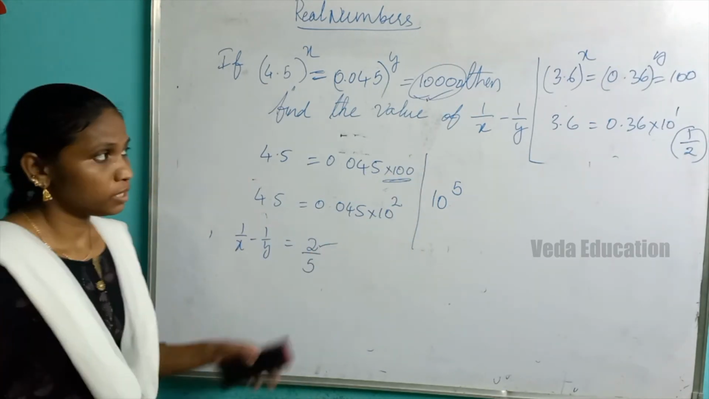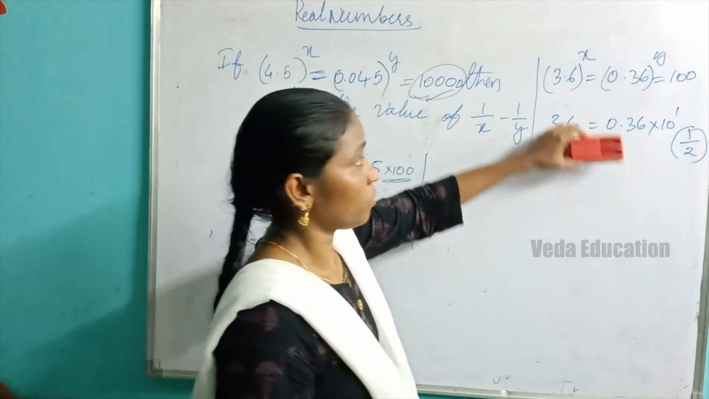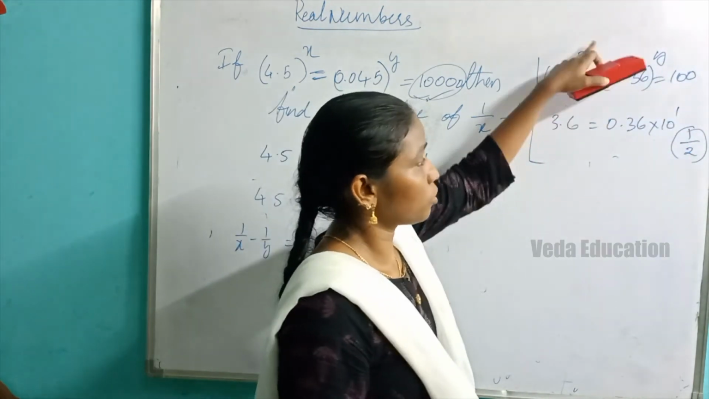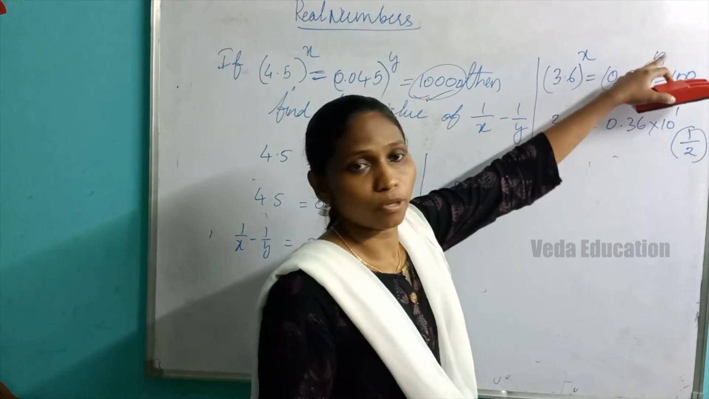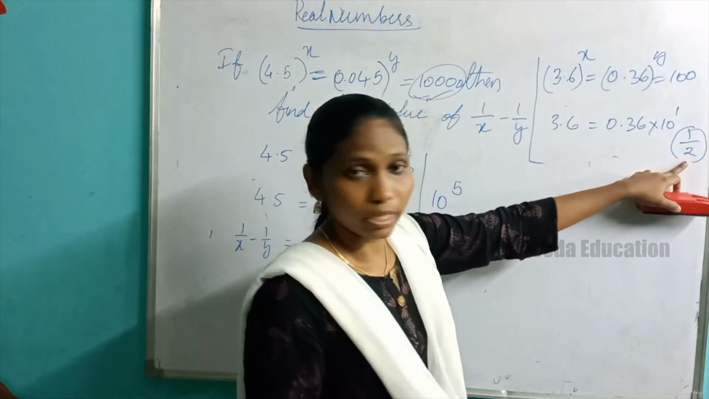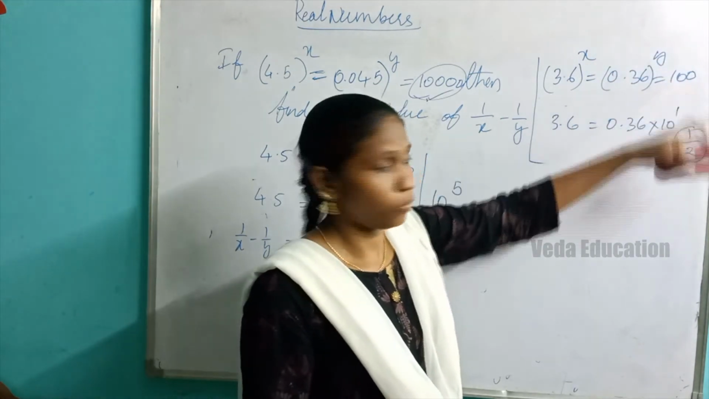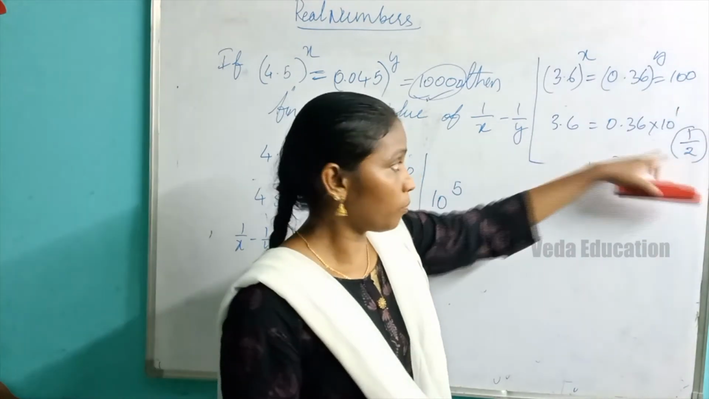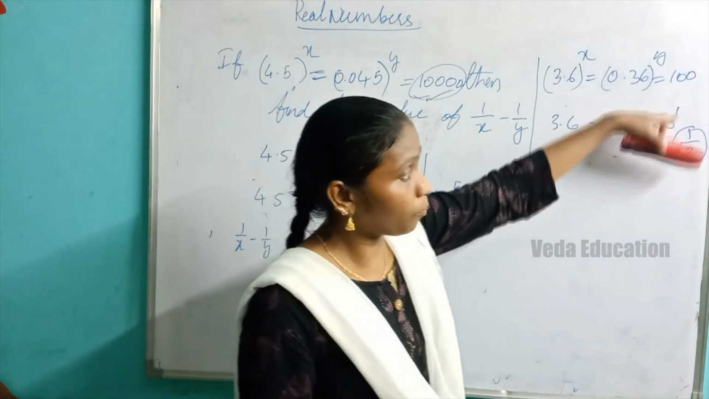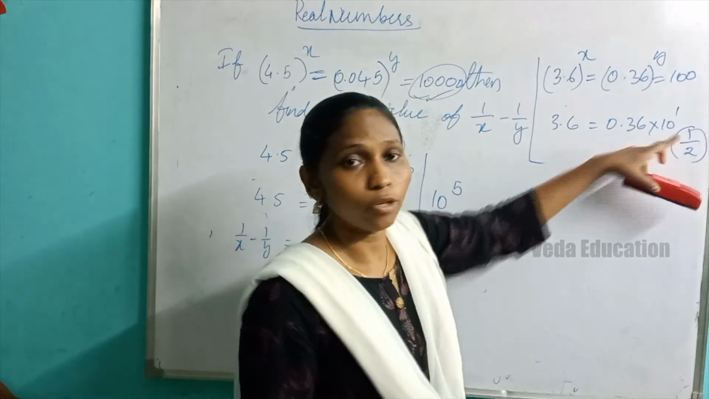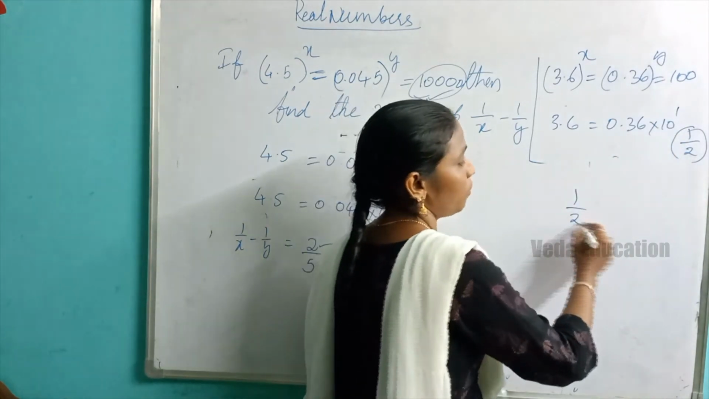and the relation number we will consider as a numerator. See, observe this number, this question also. They asked to find 3.6 to the power of x and 0.3x to the power of y equal to 100. So we wrote here in the denominator 2, 10 square. This exponent we wrote in the denominator form, and the relation number, 10 power is 1, so we wrote it in the numerator. That is the value of this, 1 by 2.